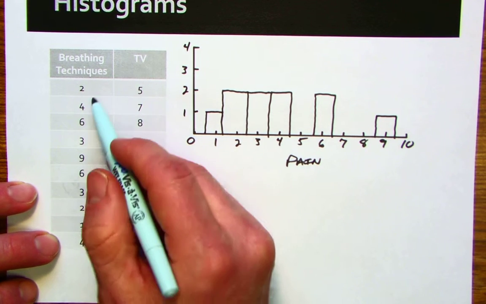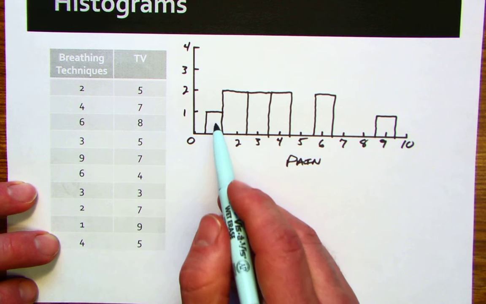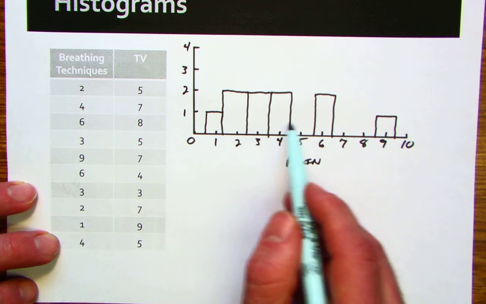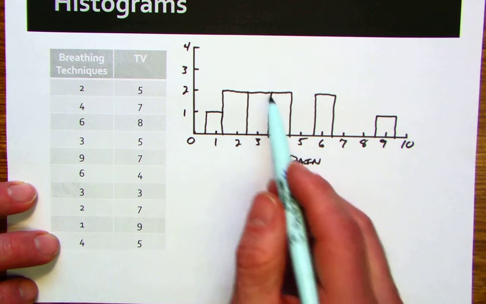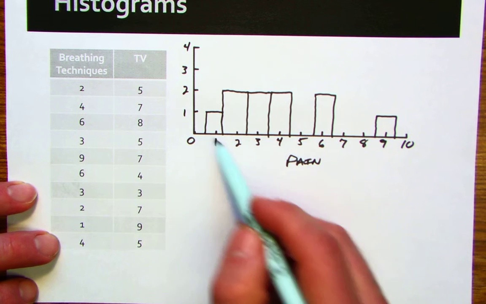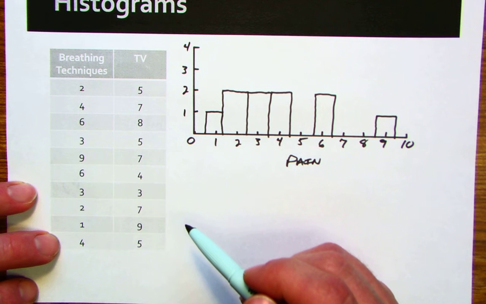So you notice we had 10 subjects. We've got 1, 2, 4, 6, 8, 9, 10 subjects listed there. And you'll see most of them are clustered down here towards the lower end of that pain scale.